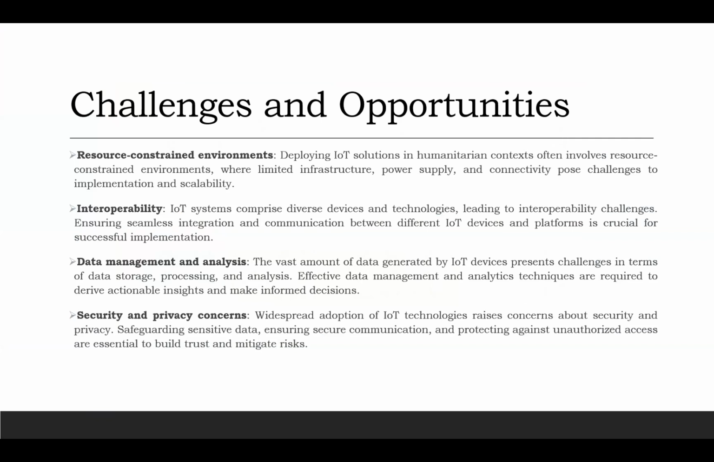The vast amount of data generated by IoT devices presents challenges in terms of data storage, processing, and analysis. And the security and privacy concern is that it raises concern about safeguarding sensitive data, ensuring secure communication, and protecting against unauthorized access.